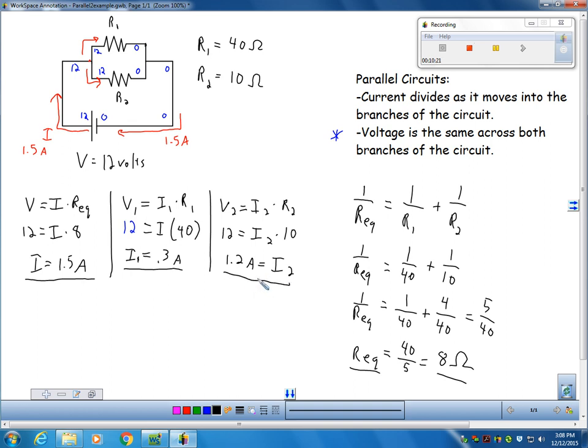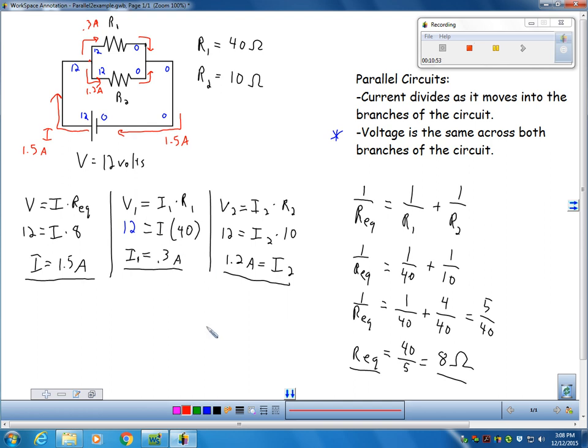All right. Well, at this point we have solved. We know our voltage drop across each resistor. We know the current through each resistor. It is 0.3 amps through the upper branch, branch 1, and 1.2 amps through the lower branch. And then when those come back together, again 0.3 and 1.2 will once again combine to make 1.5. So we know the current at all points in the circuit. We know the voltage at all points in the circuit.